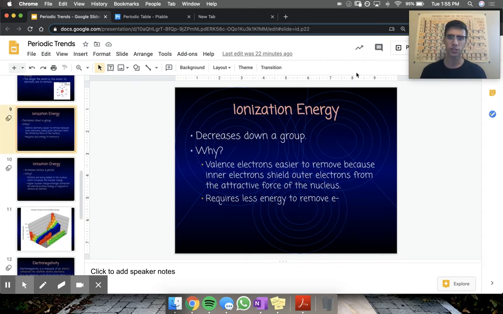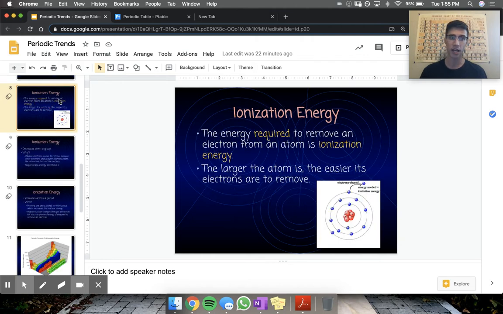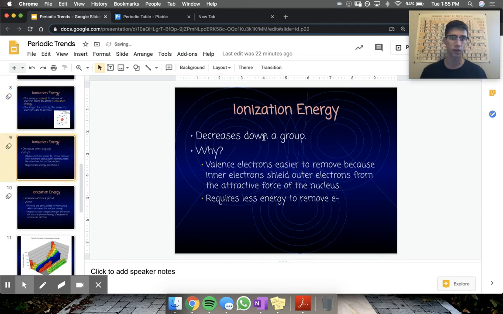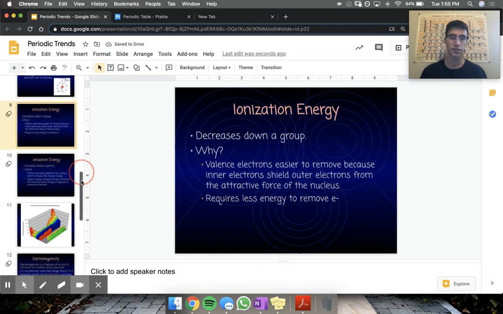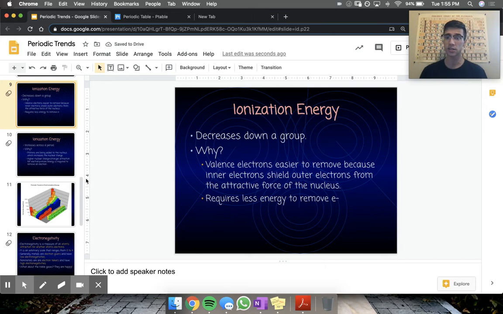Ionization energy decreases down a group, which is exactly what we were just talking about. The larger an atom is, the more rings of electrons it has, which is what happens as we move down the periodic table. The more rings of electrons an atom has, the easier it's going to be because the electron shielding is spread throughout more rings. Valence electrons are easier to remove because inner electrons shield outer electrons from the attractive force of the nucleus. Therefore, it requires less energy to remove those valence electrons.